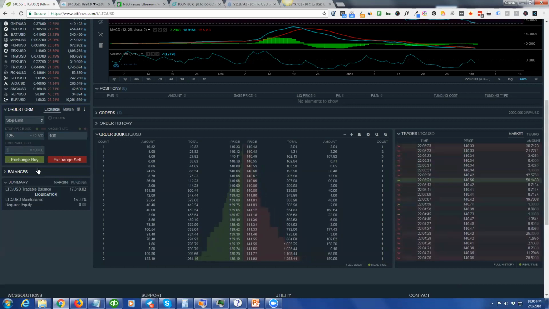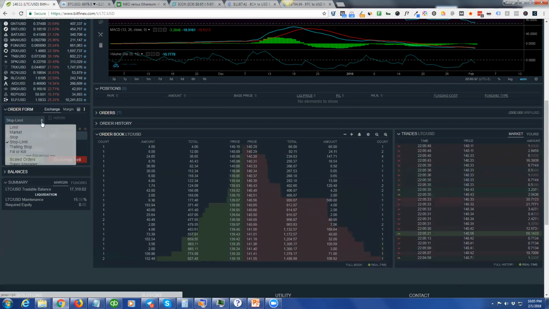With a stop limit, it allows me to say, stop me out at 125 and limit down to 120. If the price goes below 120, then don't sell the rest of my Litecoin, right? So that's something that Bitfinex has, and it limits it. I only want to sell if the price is within this range.